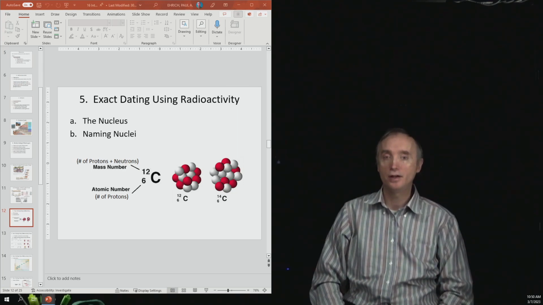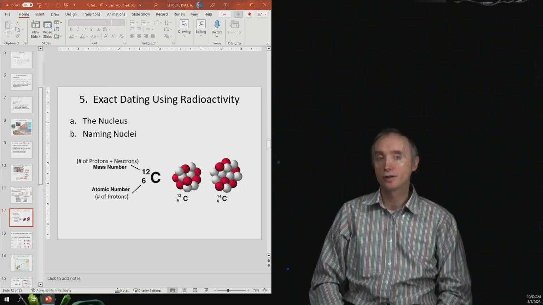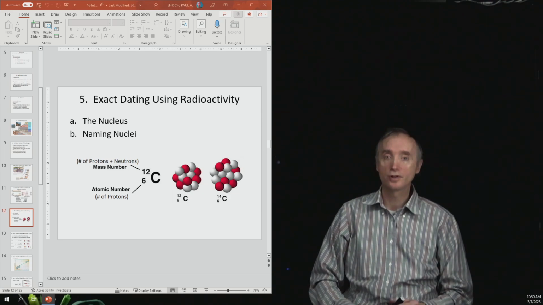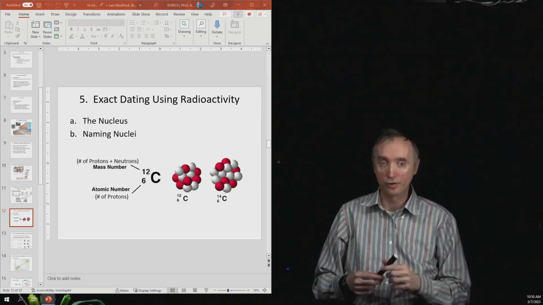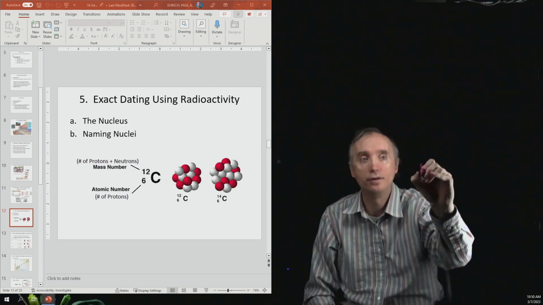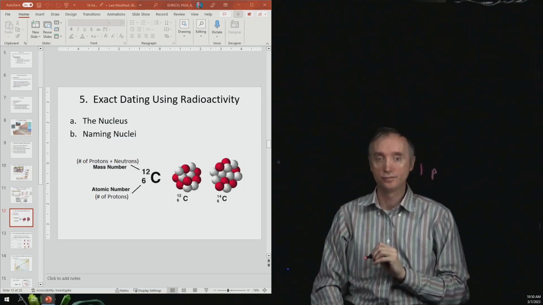So radioactivity comes from the nucleus of an atom. We've talked about atoms when we talked about minerals and rocks, but we didn't really ever talk about the nucleus. A nucleus of an atom consists of the protons and the neutrons, and there are different kinds of nuclei called isotopes. For example, every hydrogen in the known universe is going to have one proton in it.